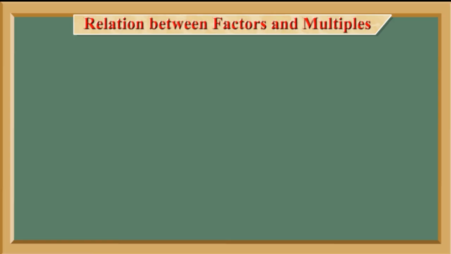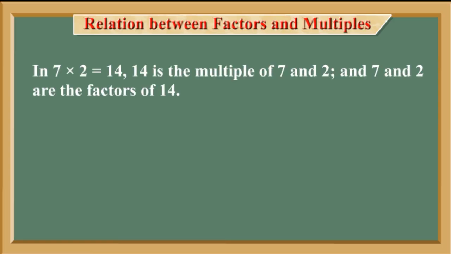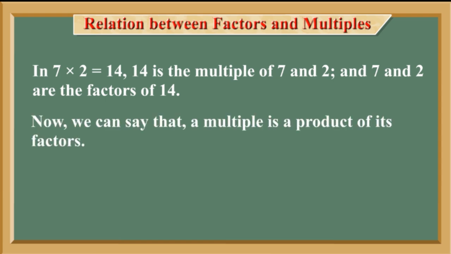Relation between factors and multiples. In 7 multiplied by 2 is equal to 14, 14 is the multiple of 7 and 2, and 7 and 2 are the factors of 14. Now we can say that a multiple is a product of its factors.